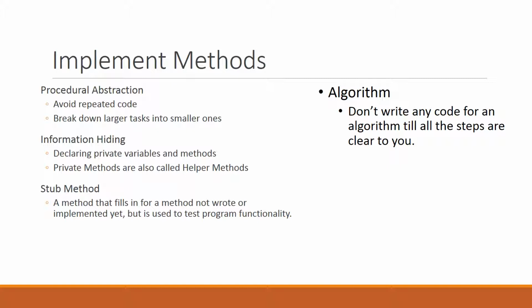Stub methods are probably what we'll use the most off this list. It's a method that fills in for a method not written or implemented yet, but it's used to test the program's functionality. So essentially it's like, I'm going to build this, I'm going to have this call to it right now and have it run, but it's not done. That's a stub method. And the final piece is the algorithm. The book simply said, don't write any code for an algorithm until you understand the steps, which I think is very important. Because if you're writing an algorithm and you have no clue what you're doing, it's not going to work out.